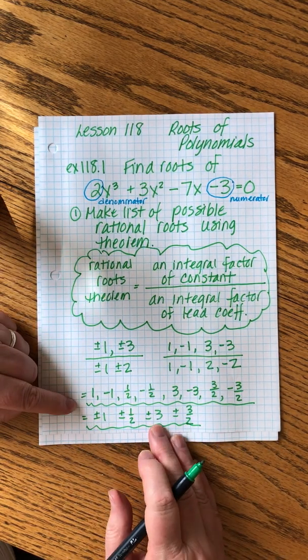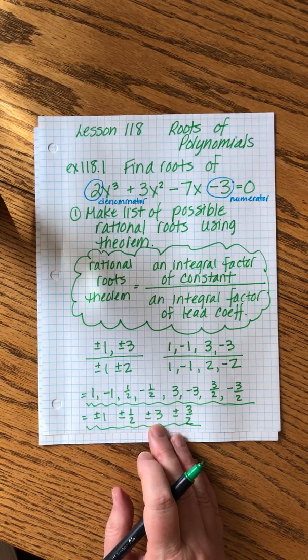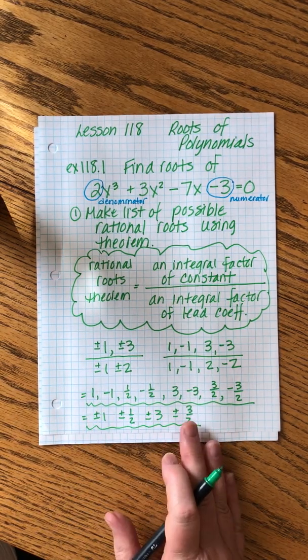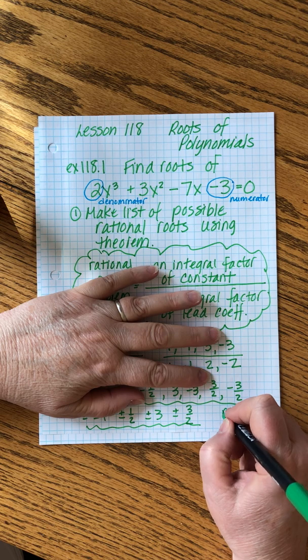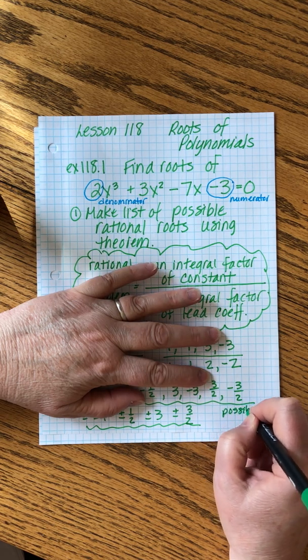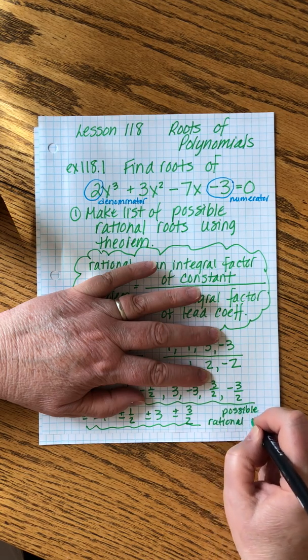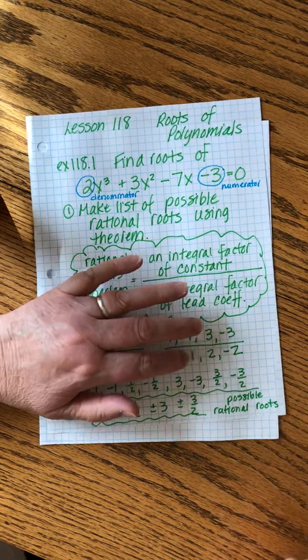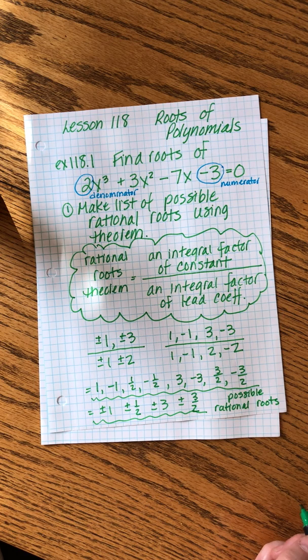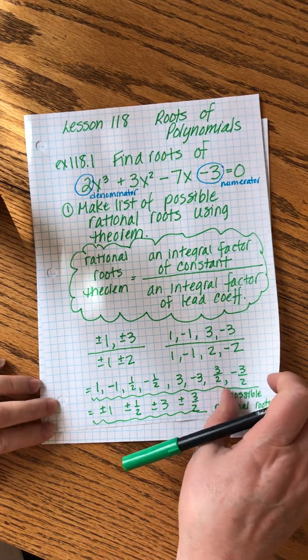So this is where we stopped at the end of the problem in lesson 117 yesterday. We just made a list of all the possible rational roots. Now we're going to test them and narrow down the list. Okay, how are we going to test them?